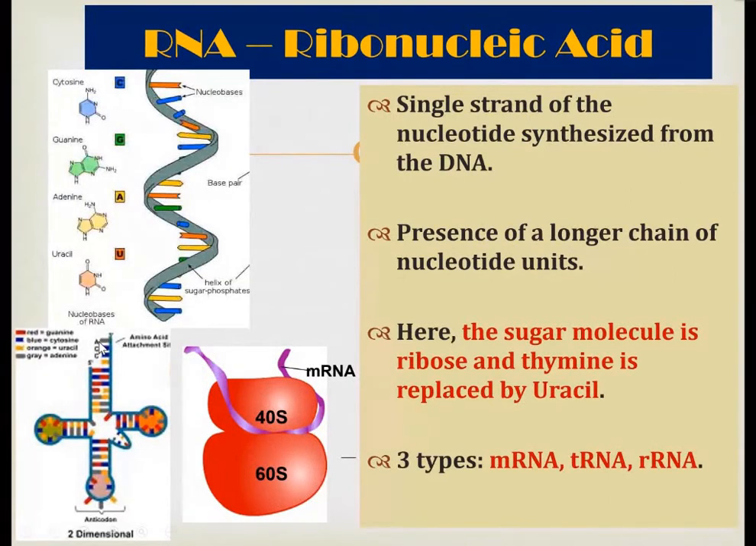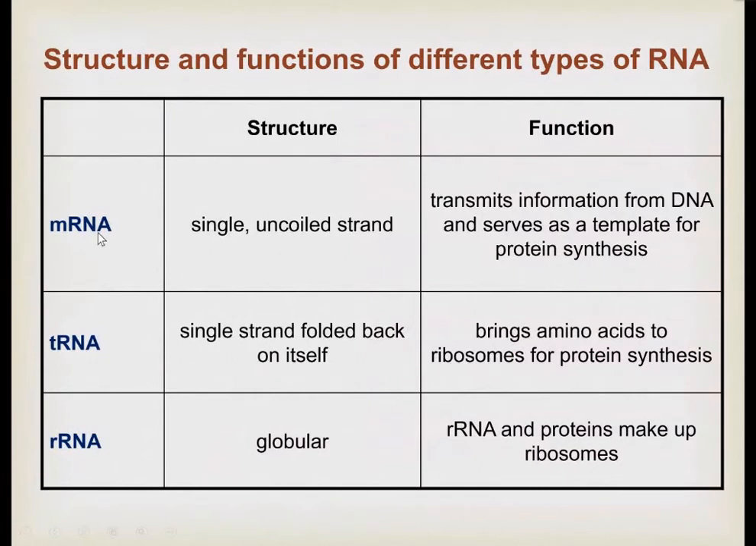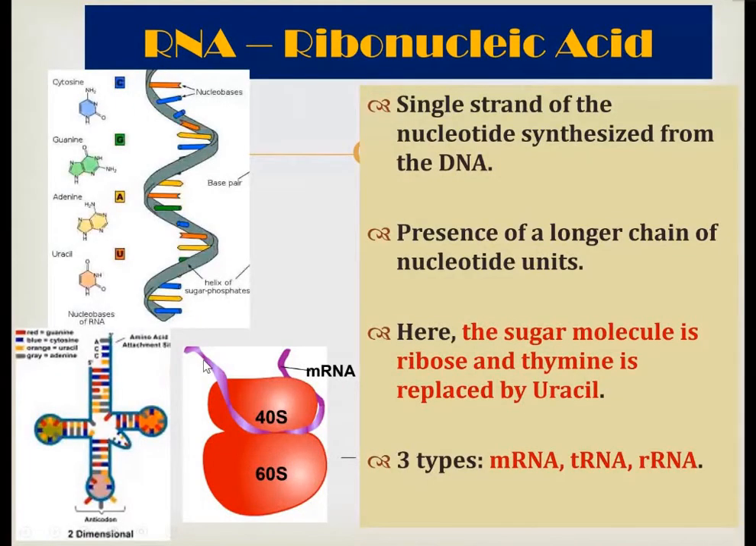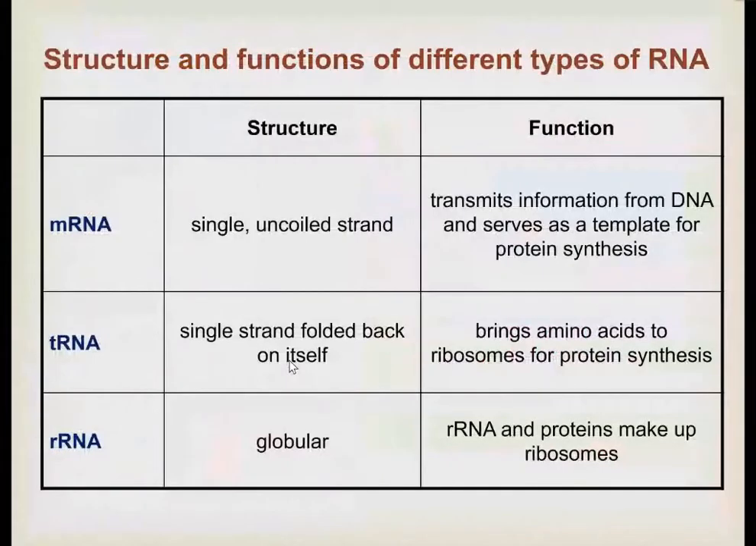Now we have mainly 3 different types of RNA: mRNA, tRNA, and rRNA. Now this one is known as the mRNA. These are the differences between the mRNA, tRNA, and rRNA. mRNA is a single and uncoiled strand. You can see this is a single and uncoiled strand. And what's the main function of the mRNA? The main function of the mRNA is to produce the protein. Protein synthesis is the main function of the mRNA.